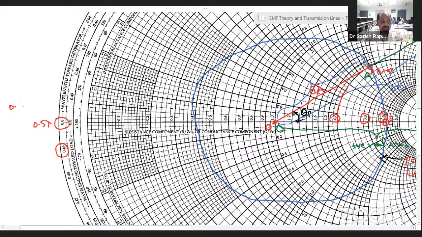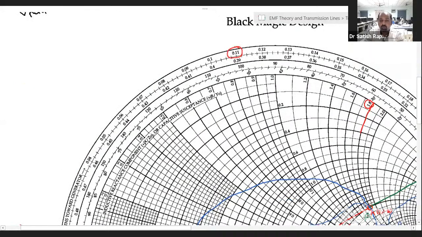We need to move how much? 0.61 lambda. So what is the difference here? The difference is 0.11 lambda. Therefore, we have to move one more 0.11 lambda. This 0.11 lambda is this one here. So this is nothing but a total distance of 0.61 lambda from point B. So this is the point.